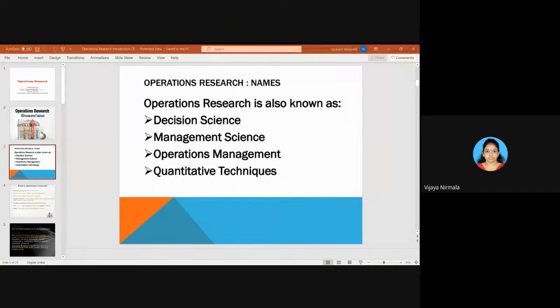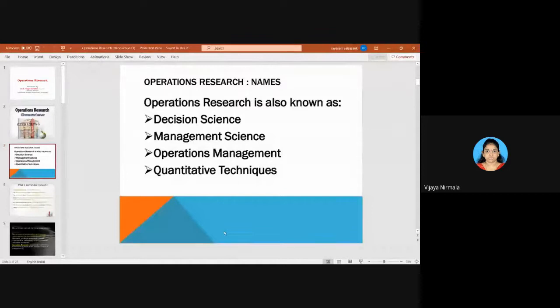That is called operations research. And the other names of this, many people call it management science. In some universities they will call the same subject quantitative techniques, or operations management, or management science, or decision science, whatever it may be. It is related to operations research.